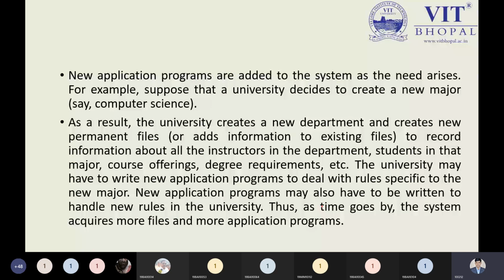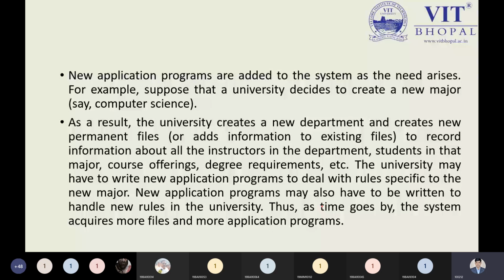New application programs are added to the system as the need arises. For example, suppose that a university, say VIT Bhopal University, decides to create a new major, say a computer science department. I'm taking a real example so you can understand the concept. As a result, the university creates a new department and creates new permanent files, or adds information to the existing files. If the information is already available and you want to add more, you can add it, or if such information is not available, you can create a new file.